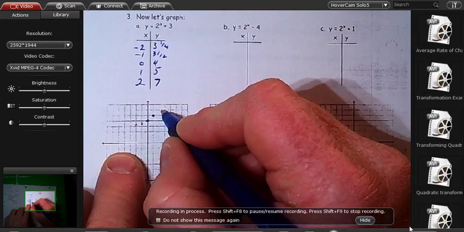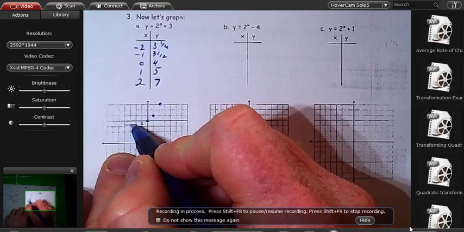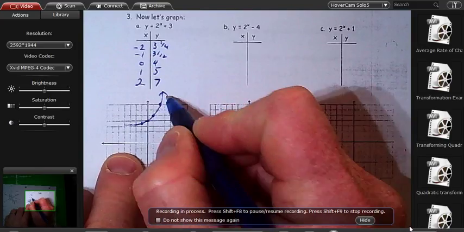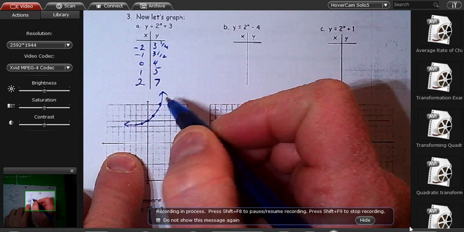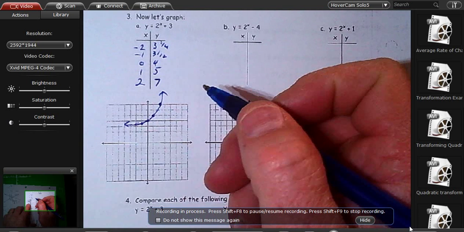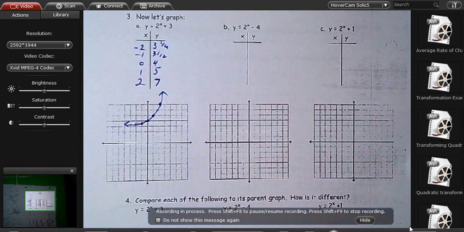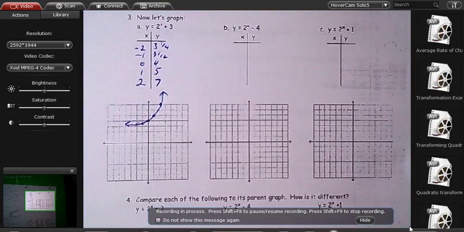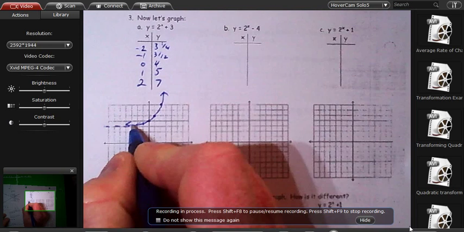Now, be careful, because now your asymptote is different than it was before. It's in a different place. Tell me where the asymptote is now. In this graph, where is my asymptote? Draw a dotted line at y equals 3 that represents your asymptote.